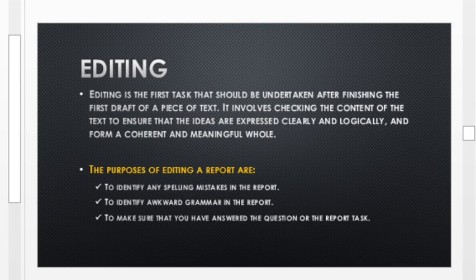So this is one process that helps you to make sure that your writing is in the correct direction. So the purposes of editing a report are for you to identify any spelling mistakes in the report, what we nowadays call typos, and then to identify awkward grammar or grammar mistakes in the report, and also to help us make sure that we have answered the question or the report task, which means to say we are in the correct direction.